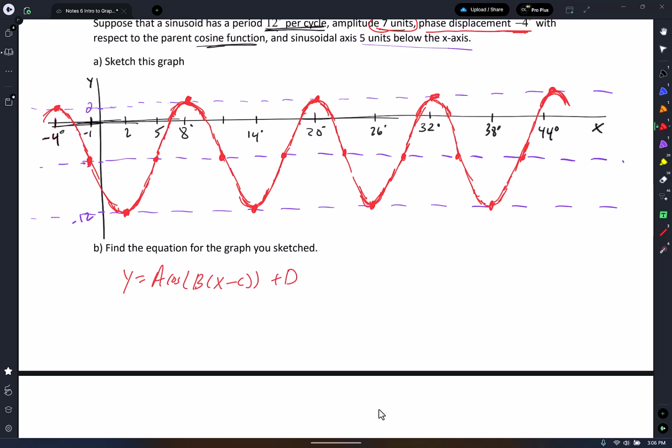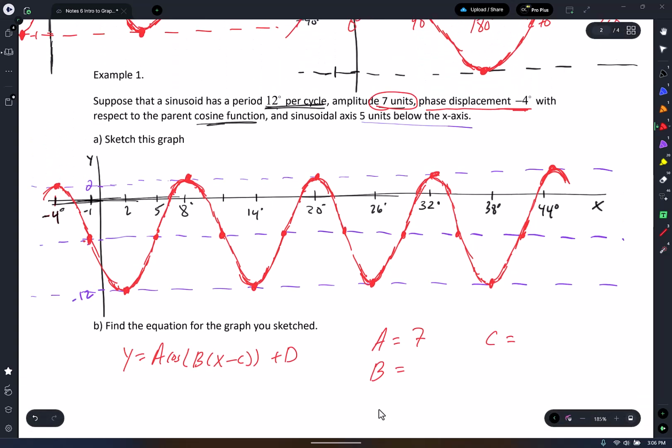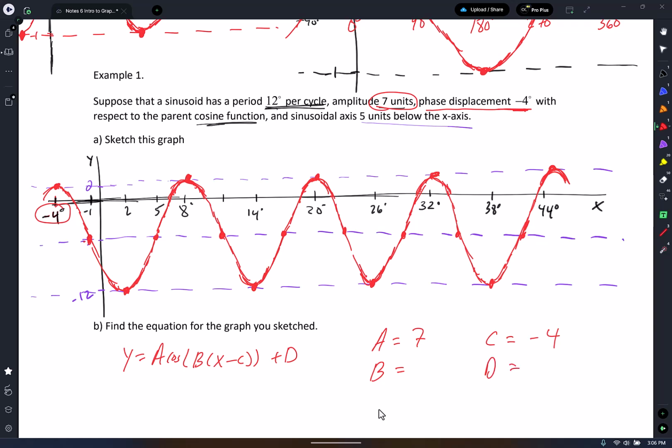What was my amplitude? 7. I guess we'll worry about the b in a little bit. What was my c? What was my shift? I was on the y-axis, but I went 4 to the left. So my c is -4. Or I guess you can say 4, but minus a negative. No, say -4. The midline, the d, -5. Are you guys following me?